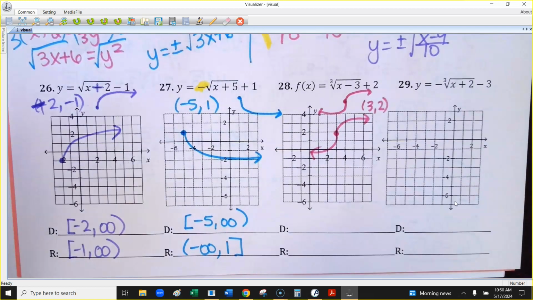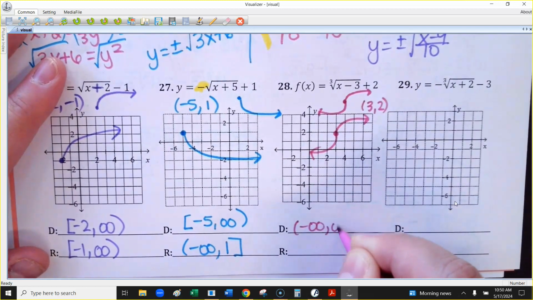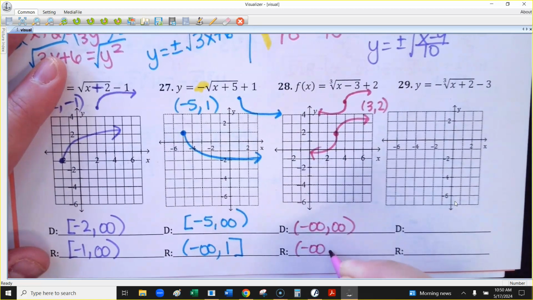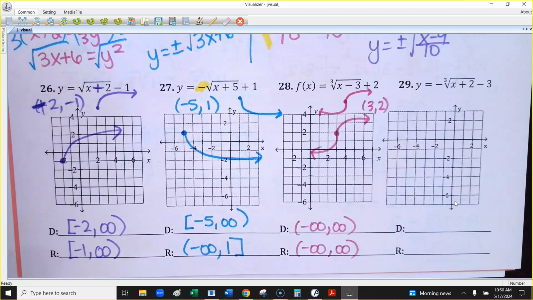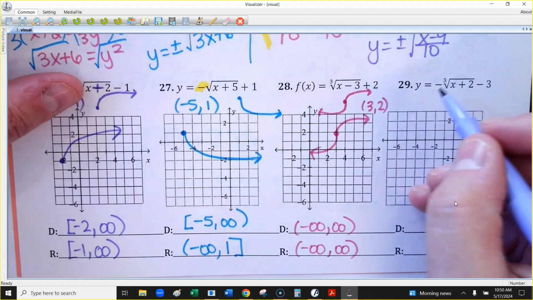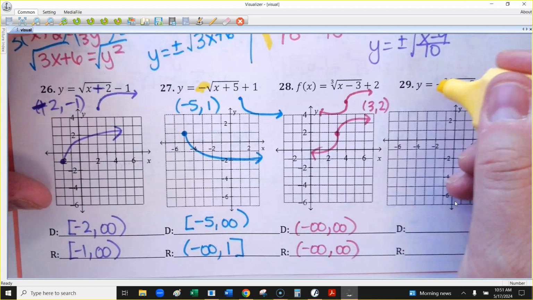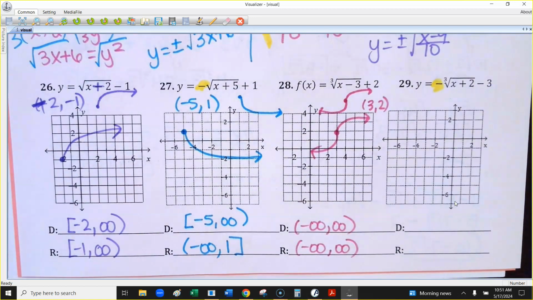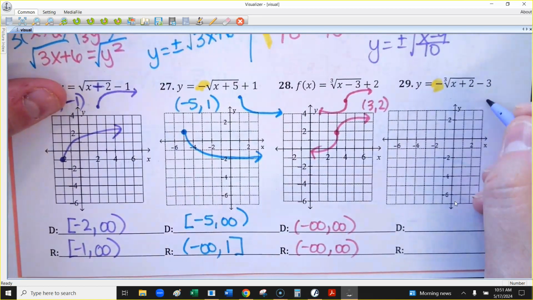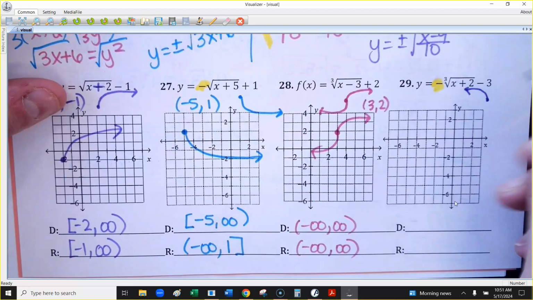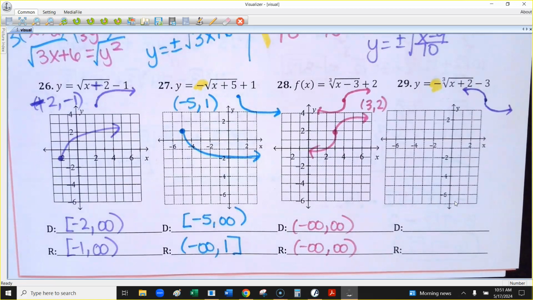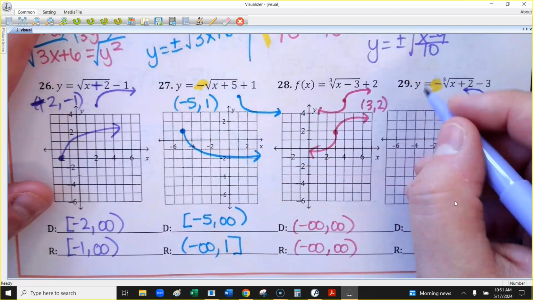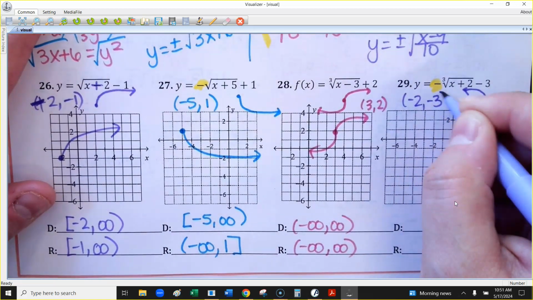Now, this goes left and right forever, so -infinity to infinity. Same thing for the range. Up and down forever. The only thing that's going to be different on this last question, if you have a negative in front of the cube root, it just flips over what we just did. So this one would flip up to the left and then down and forward to the right. But that middle point would be your opposite copy. So this would be -2, -3.